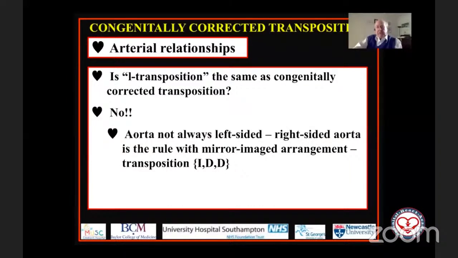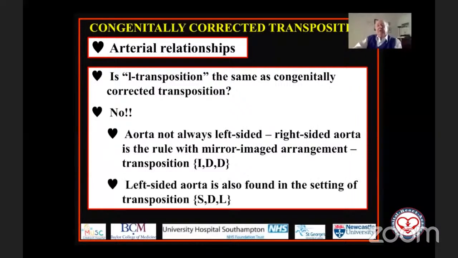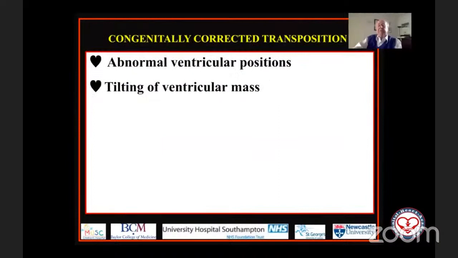I've already shown you that when we have mirror-imaged arrangement, the rule in transposition IDD is to find D transposition, but the D transposition is not congenitally corrected. But on the other hand, we can have L transposition, as we see in transposition SDL, and now, because of the concordant atrioventricular connections, this is regular transposition. So L transposition is not the same as congenitally corrected transposition.